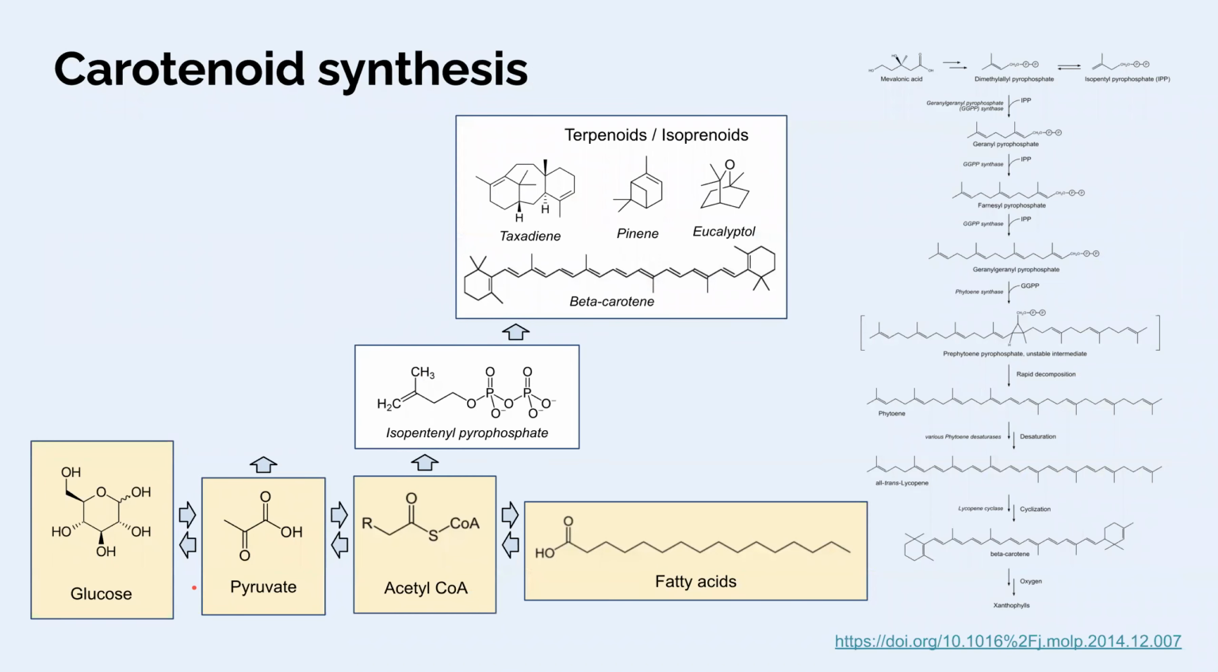So making carotenoids is a branch off of the main here at acetyl coenzyme A. That's this IPP, or isopentenyl pyrophosphate step, gets you up to eventually beta carotene. Here's a more detailed version of that, starting at this isopentenyl pyrophosphate, xanthophylls.